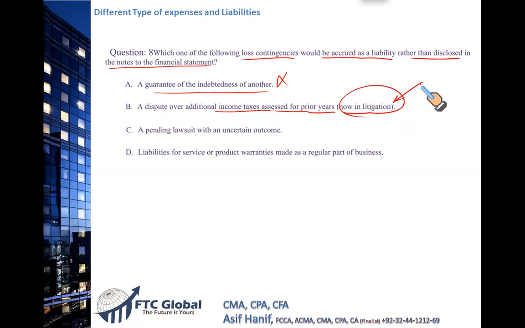A dispute over additional income taxes assessed for prior years, now in litigation. Since it is in litigation, we are not sure what's going to be the outcome of this litigation. A pending lawsuit with an uncertain outcome. When it is uncertain, it is not even possible. Ignore that. Liability for service or product warranties made as a regular part of the business. Yes, warranty is a liability. It's a contingent liability that the customer might come back with faulty goods. Next.